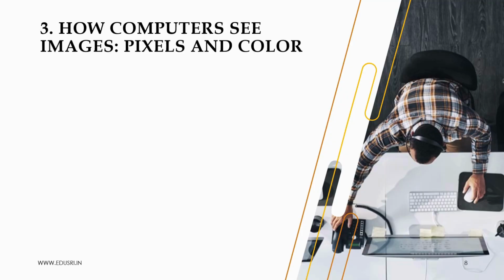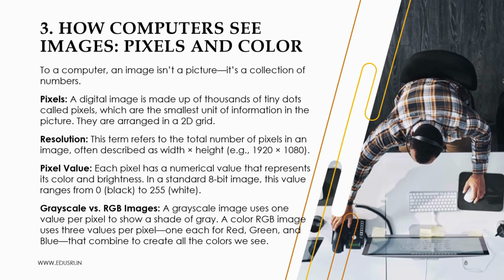Now, let's move on to our third topic: how computers see images, pixels, and color. To a computer, an image is not really a picture in the way humans see it. Instead, a computer represents an image as a collection of numbers. Let's understand this step by step. First, we have pixels. A digital image is made up of thousands or even millions of tiny dots called pixels. A pixel is the smallest unit of information in a digital image. These pixels are arranged in a two-dimensional grid to form the complete image.